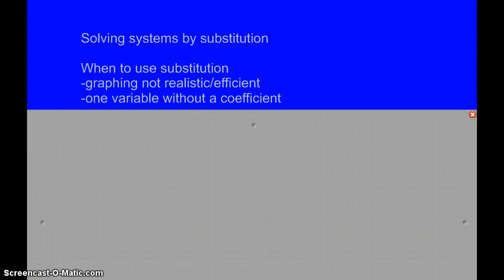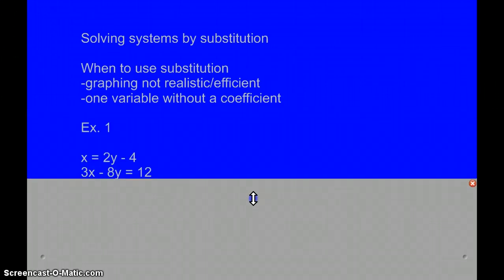So we'll also use substitution when we have one variable without a coefficient. So if anywhere in the problem you have just a lone x or a lone y, substitution is going to be the easiest method to use. So let's look at an example.